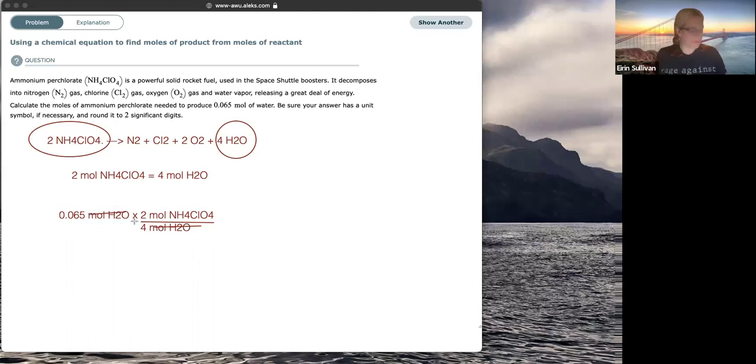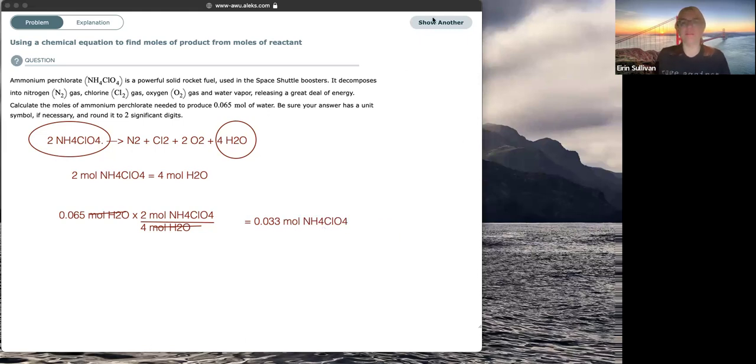So 0.065, where's my calculator gone, times 2 divided by 4 will give me my correct number of moles of ammonium perchlorate. I don't know if I can even read the screen on this, it's kind of dark. 0.065 times 2 divided by 4 is 0.0325. Alex asked us for 2 significant digits, so 0.33 moles. And because I've got my units there, I know the moles of what, right?